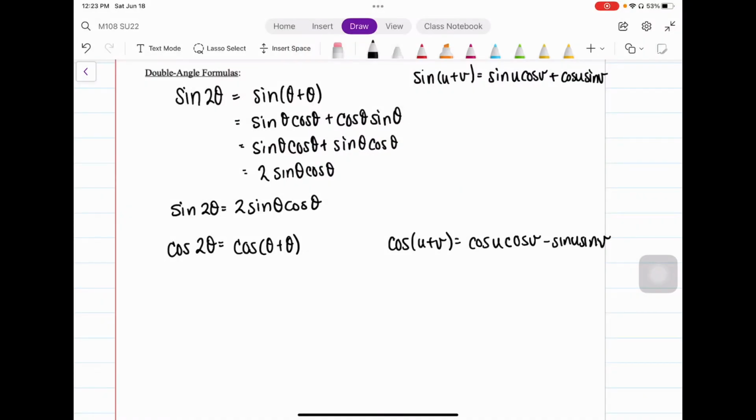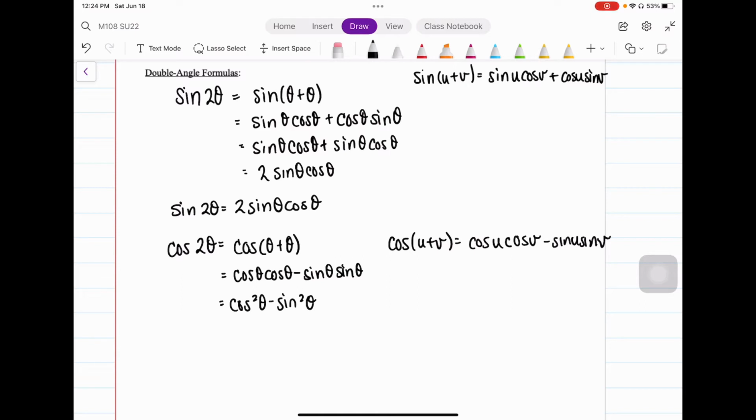Let's do the same thing for the cosine of 2 theta to find out its double angle formula. Remember that the sum formula for cosine has cosine u cosine v minus sine u sine v. That means we have cosine theta cosine theta minus sine theta sine theta. That's the same thing as cosine squared theta minus sine squared theta.